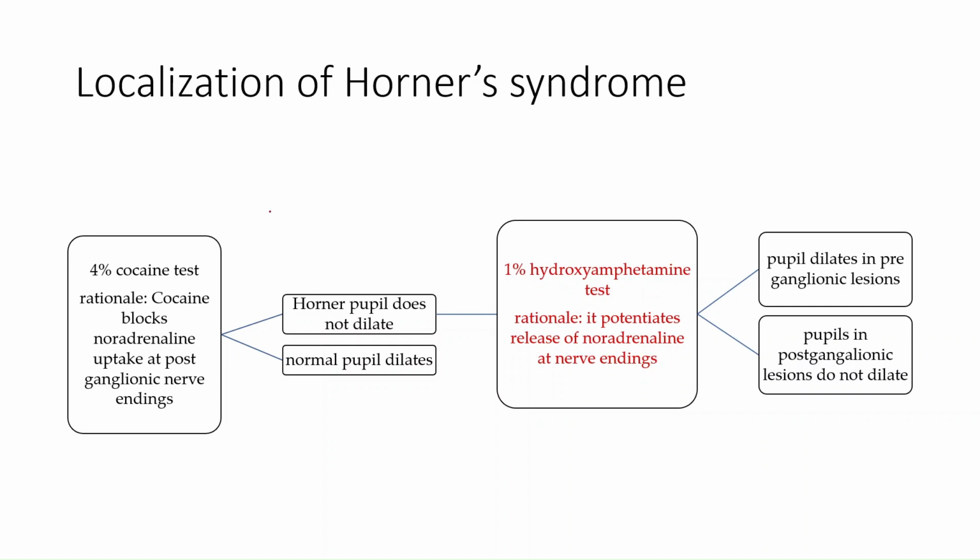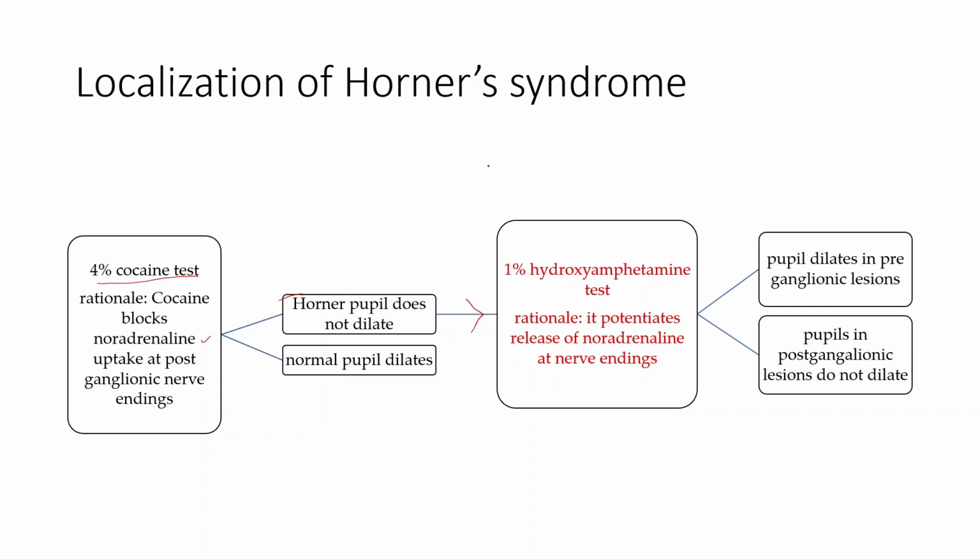Okay, so how do we localize? Even though we can do imaging, localization still holds good in neuro-ophthalmology. When you instill 4% topical cocaine in both eyes, there will normally be dilatation. Why does this happen? Because it blocks the noradrenaline uptake. So whatever noradrenaline is released is not taken back by the postganglionic nerve endings. As a result, there is excess noradrenaline there, causing the pupils to dilate. In Horner's pupil, the noradrenaline is not reaching the postganglionic nerve endings, so there is no dilatation. So now we have just made sure it is Horner syndrome. The next step is to localize it.